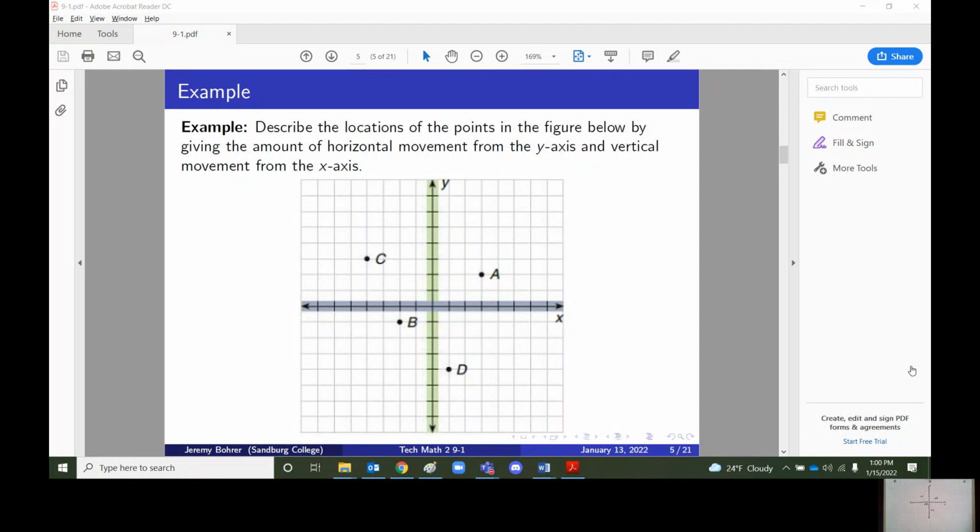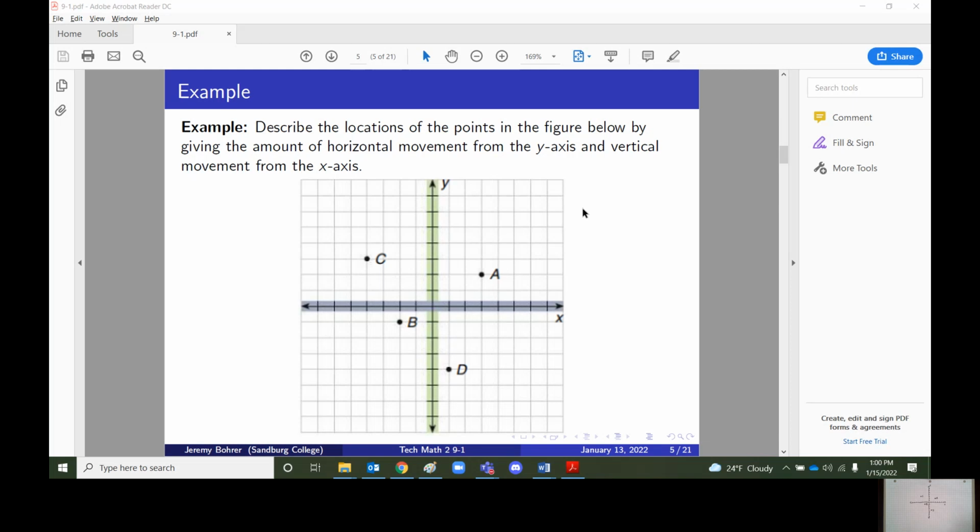In this video, we're going to look at this problem on page 5 of the 9-1 slides. Describe the locations of the points in the figure below by giving the amount of horizontal movement from the y-axis and vertical movement from the x-axis.